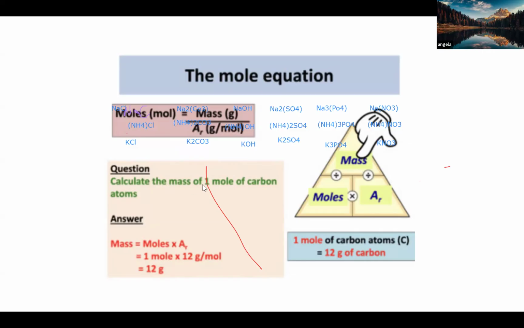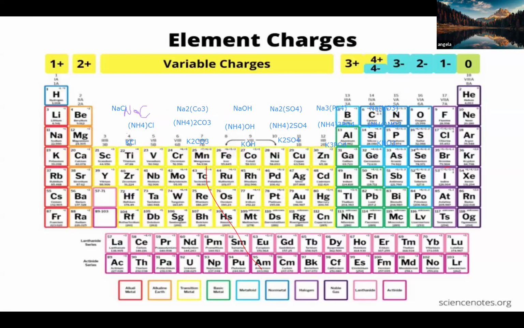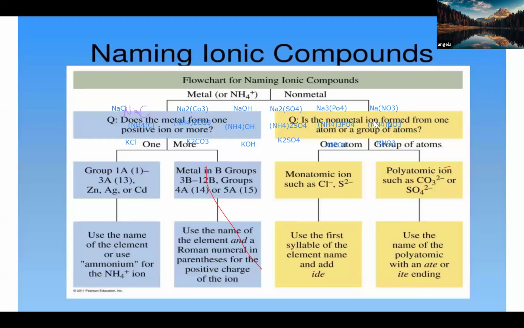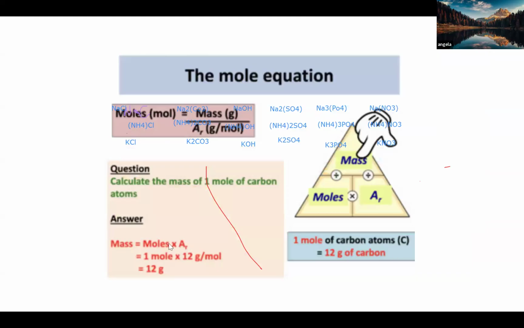So to calculate the mass of 1 mole of carbon, what is the mass of carbon? Does anybody have their periodic table in front of them? Carbon is 12. So then what they're doing here is 1 mole times 12 grams per mole, which is what carbon weighs, and that equals its mass.